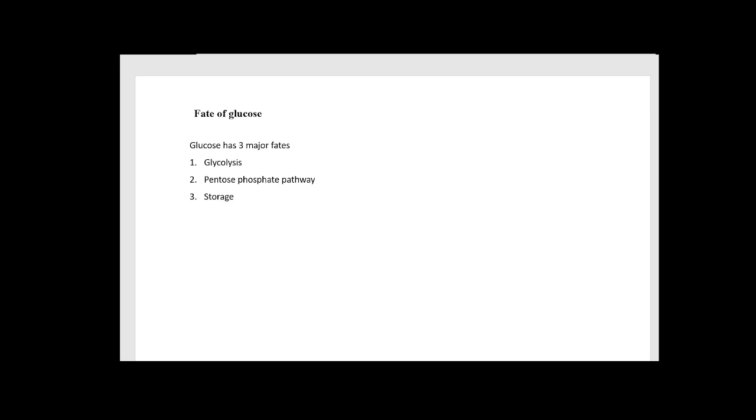So glucose has three major fates. It can either enter into glycolysis and give pyruvate, ATP and NADH, or it can enter into the pentose phosphate pathway and give ribose 5-phosphate and NADPH, or it can be stored as starch or glycogen. In the case of plants, it will be stored as starch, and in the case of animals, it will be stored as glycogen.